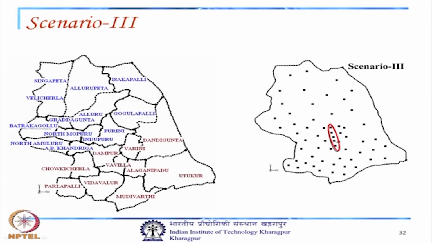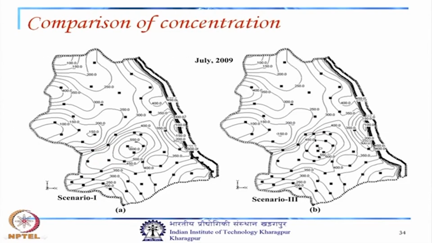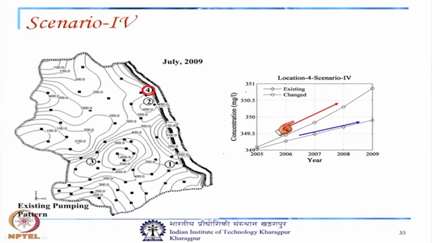So, scenario 3, if 5 wells are installed within that inland salinity portion, then also there will be decrease in concentration values for that region. So, this is the comparison of concentration for 2009 scenario 1 and 3. The scenario 4 also same thing has been experienced.